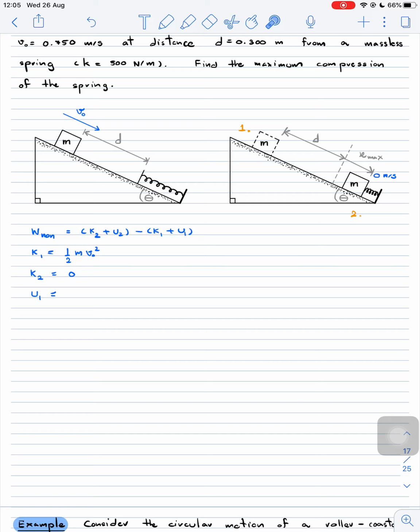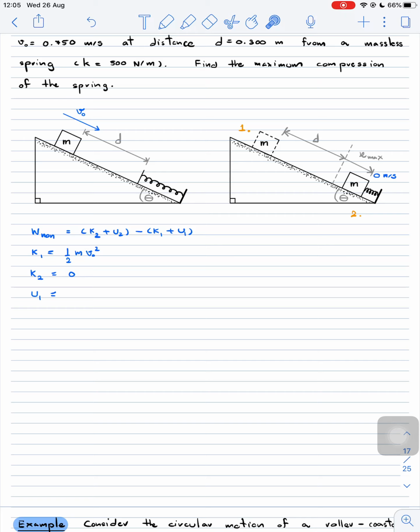In this case, it means that if you define this position to be the reference level, the gravitational potential energy of the block M initially must be equal to 0 because the block M is exactly at the reference level. And then the potential energy of the block M at the final position must have some value, and it's going to be negative because this position is below the reference level. That will be the first choice.